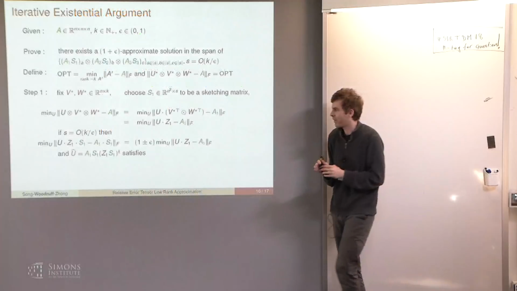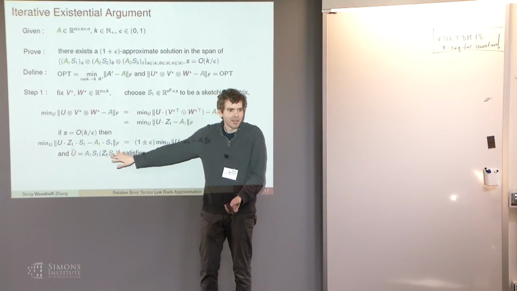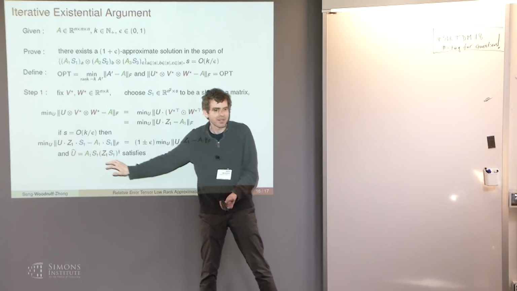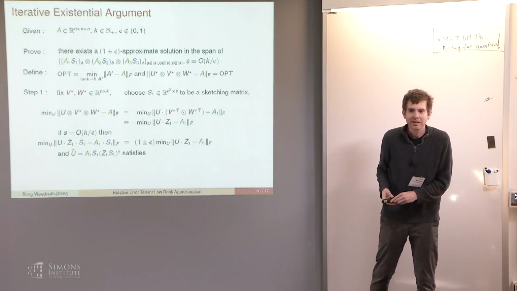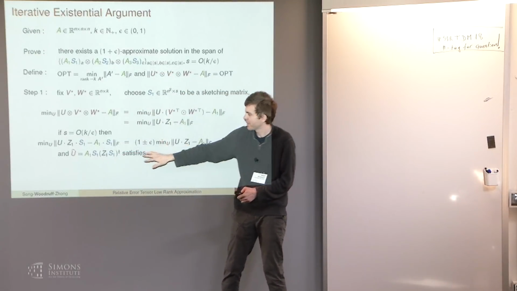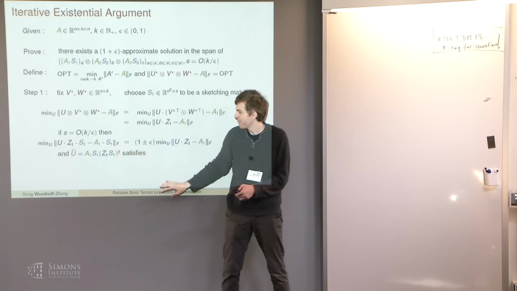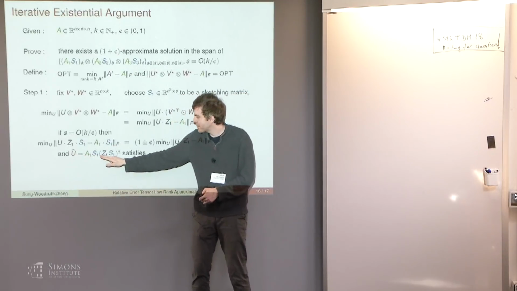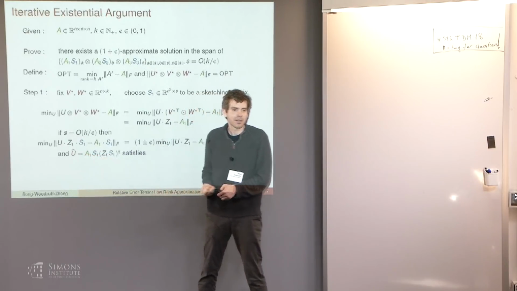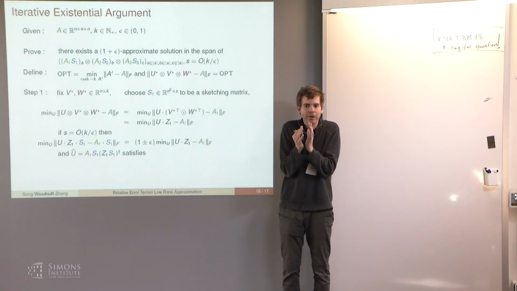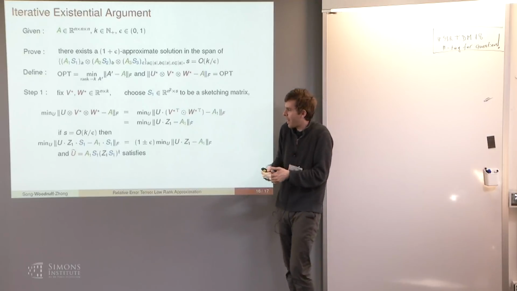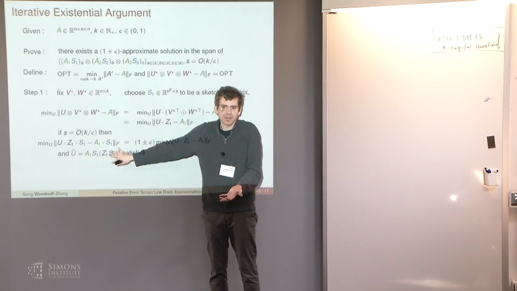Okay, but why do I care? I don't know what Z1 is. I have no idea what this factor is. But what is the point of this U hat? Do people see what was the point of this whole thought experiment? This U hat is inside of the column span of A1S1. A1S1 has a very small number of columns, right? It only has k over epsilon columns. So I didn't need to know what Z1S1 was.